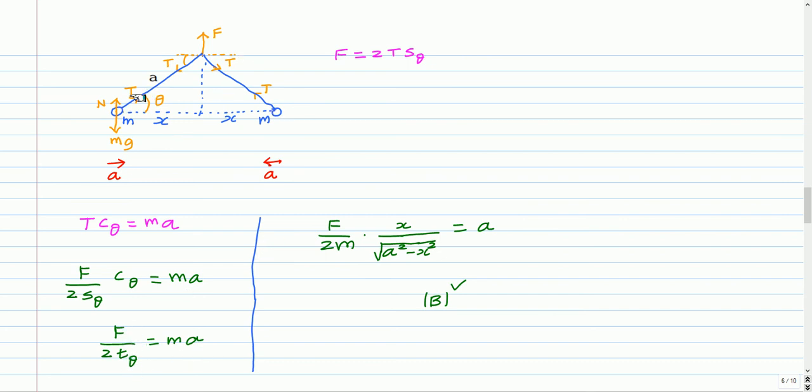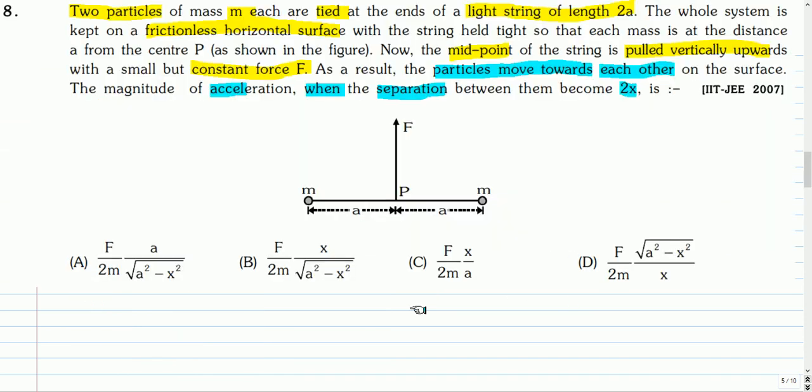And this distance is the initial length of the string, that is a, and tan theta is the opposite side, that is square root of a square minus x square, divided by the adjacent side, that is x. So 1 by tan theta is x divided by square root of a square minus x square. So from this we get the acceleration a as F by 2m into x divided by square root of a square minus x square. So the correct option is option B.